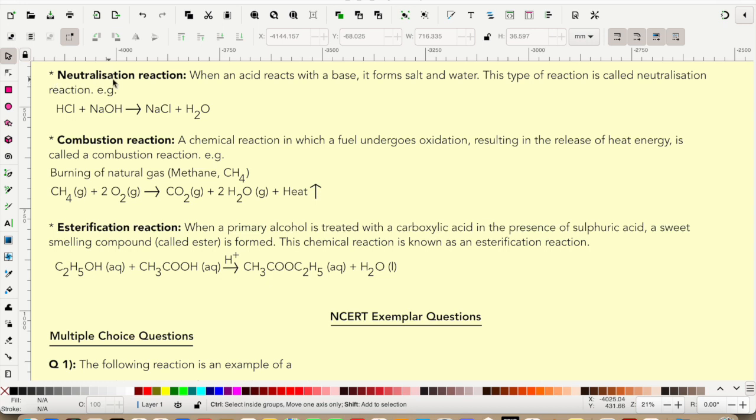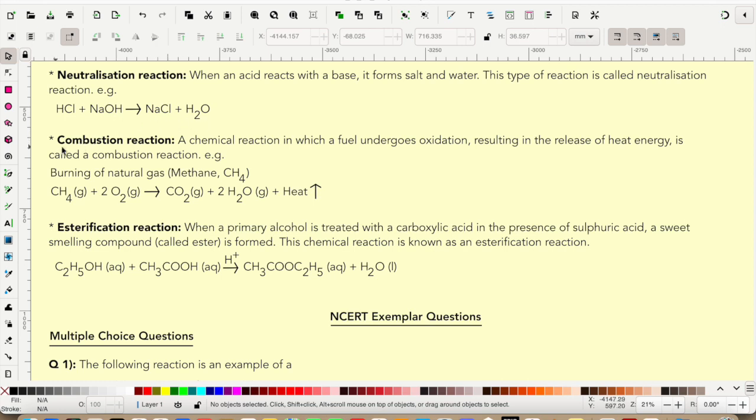First one is neutralization reaction. When an acid reacts with a base, it forms salt and water. This type of reaction is called neutralization reaction. For example, HCl plus NaOH makes NaCl plus H2O.